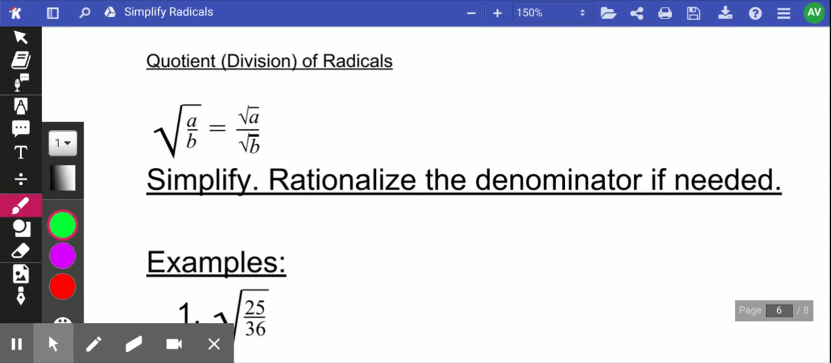All right, last example for simplifying radicals. This one is on the quotient or division of radicals. So it says that if you are taking the square root of a quotient or a fraction like this, you can separate it and take the square root of the numerator and then the square root of the denominator. Also, we are going to be simplifying and rationalizing the denominator when we have to. I will show you what that means.